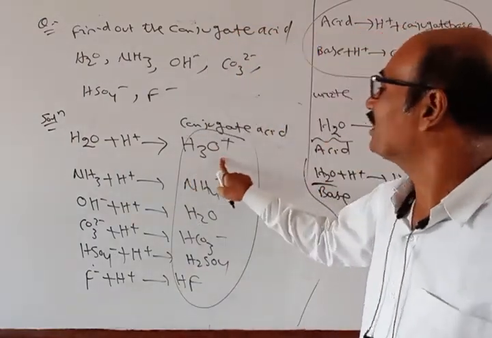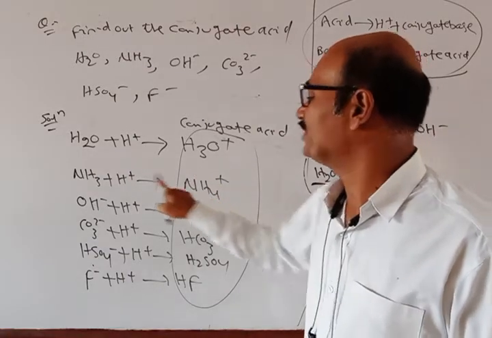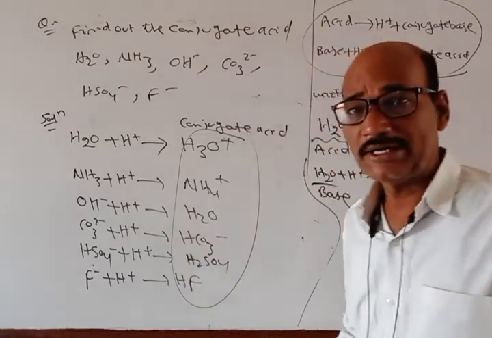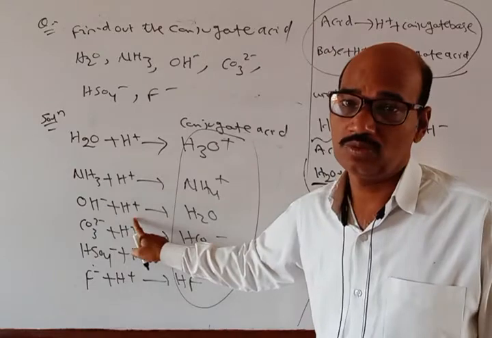So H3O+ is the conjugate acid of H2O. NH4+ is the conjugate acid of NH3. H2O is the conjugate acid of OH- and so on. And here you can see these two differ only by a proton.